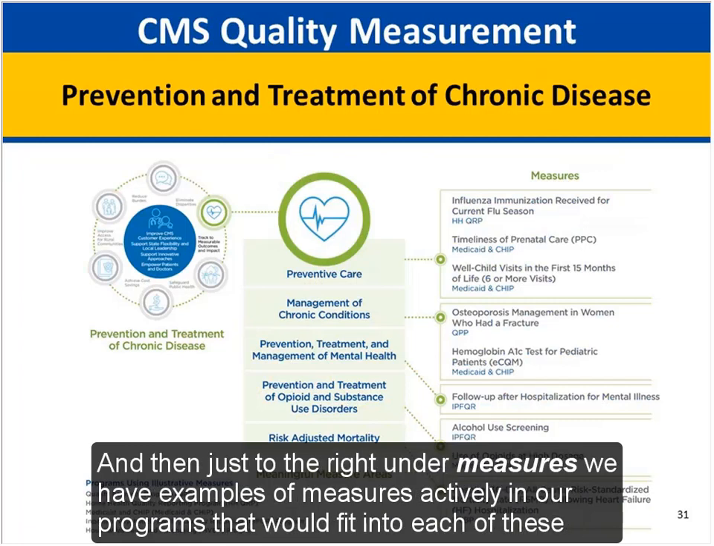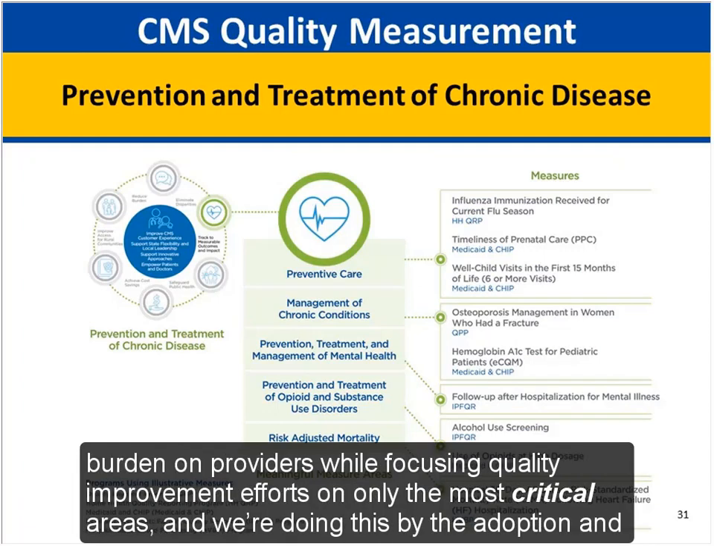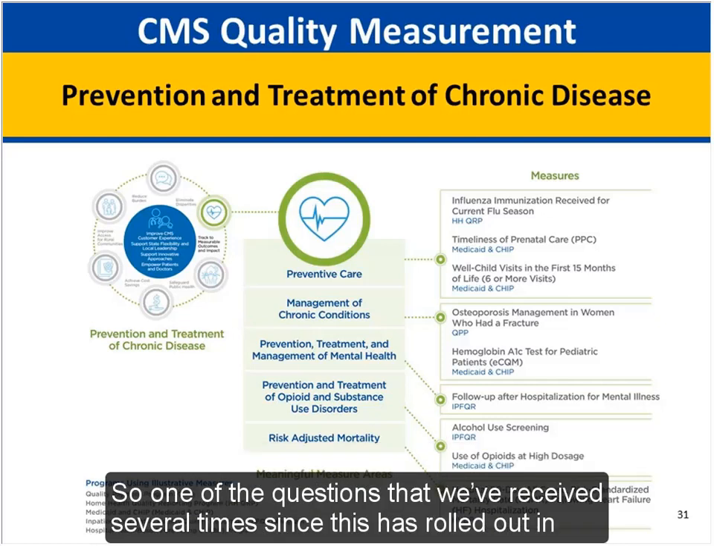And then just to the right, under measures, we have examples of measures actively in our programs that would fit into each of these meaningful measure areas. And so each quality priority and their respective meaningful measures will guide the reduction of reporting burden on providers while focusing quality improvement efforts on only the most critical areas. And we're doing this by the adoption and evaluation of the most meaningful quality measures to drive better patient outcomes at lower costs.